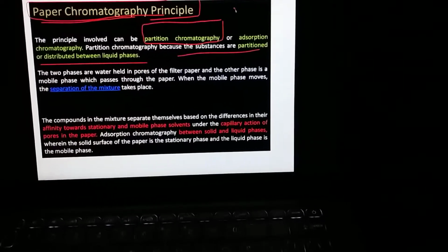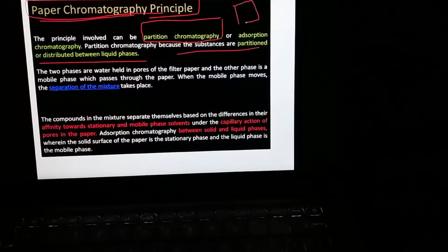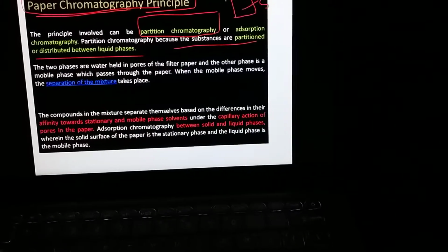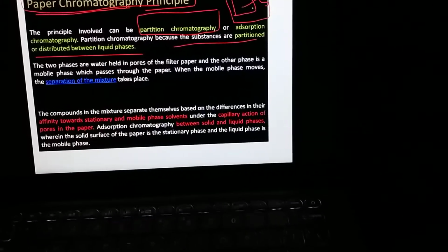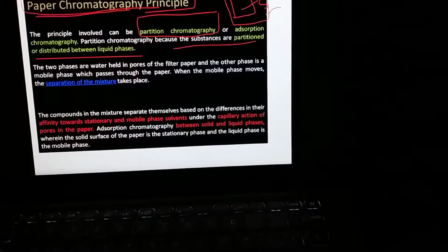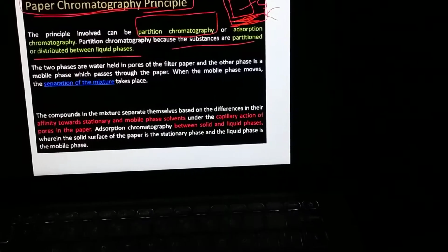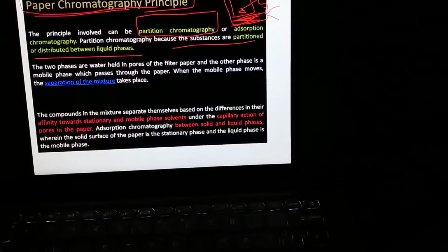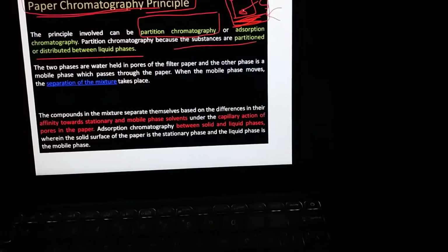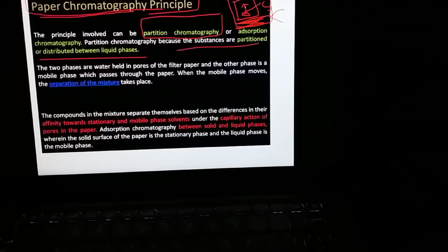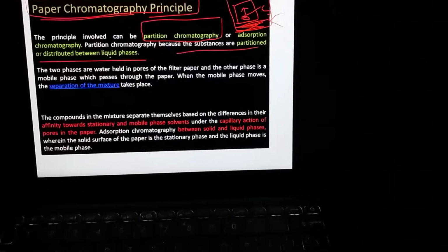So here, one is your stationary phase, which is this paper sheet. Suppose this is your glass jar, and at the bottom side you add one solvent. Along with the solvent, your mixture of compounds, when spotted here, will move in the upward direction. So it will be differentiated, distributed between the liquid phase.